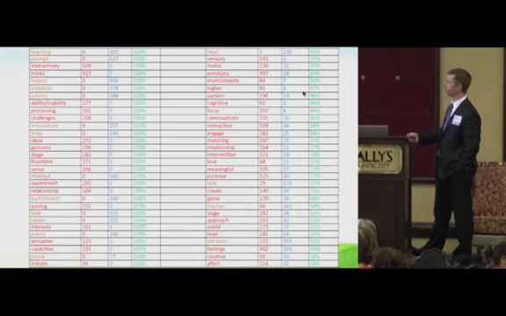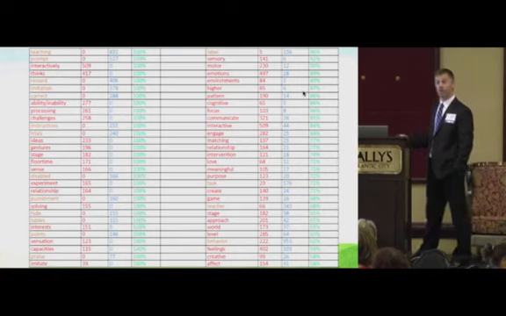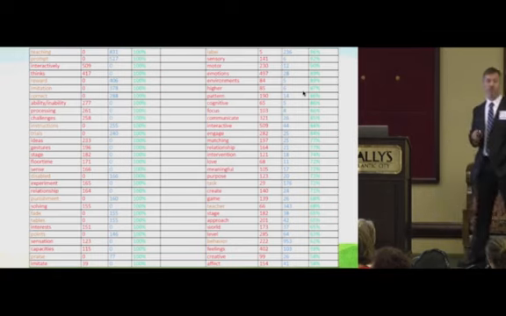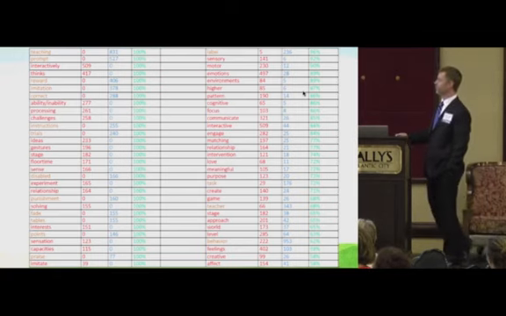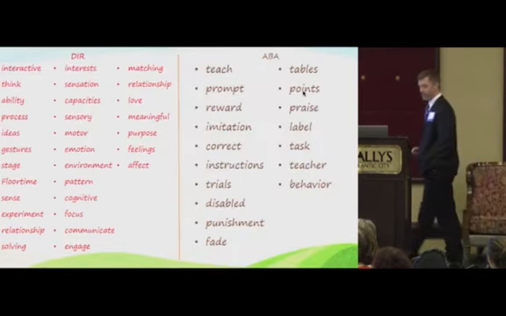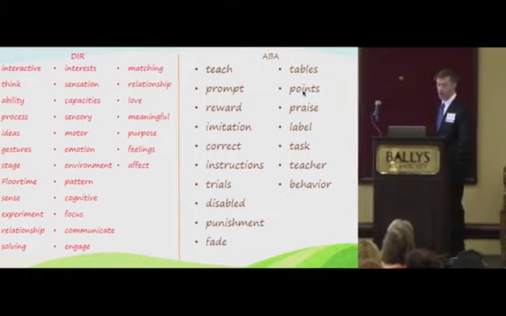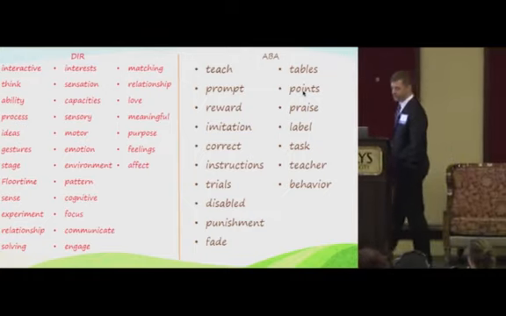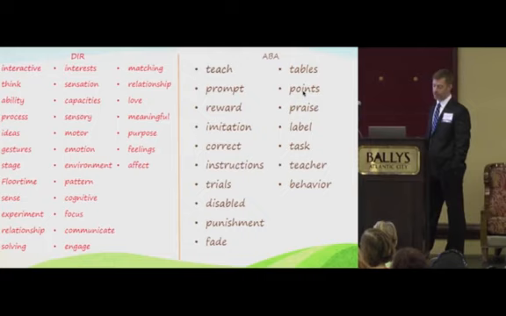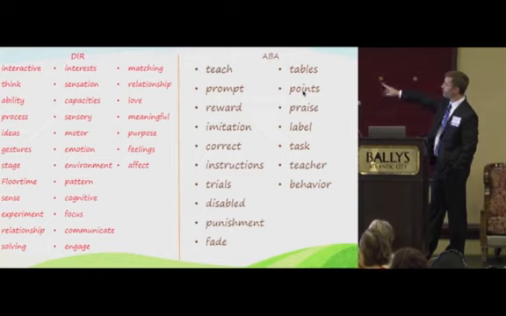This one I'm very proud of, by the way. The word experiment appears 165 times in Engaging Autism, and doesn't appear at all in the Me book. Surprising. I suspect that Stanley and Serena were using it in a slightly different way, but nonetheless, interesting. The word relationship shows up a lot. So what we end up with is something that looks like this, and half of it is off your screen, unfortunately. But that first column says interactive, think, ability, process, ideas, gestures, stage, floor time, sense, experiment, relationship, solving, and then you can see the rest of them there for DIR and compare that to what ABA has.